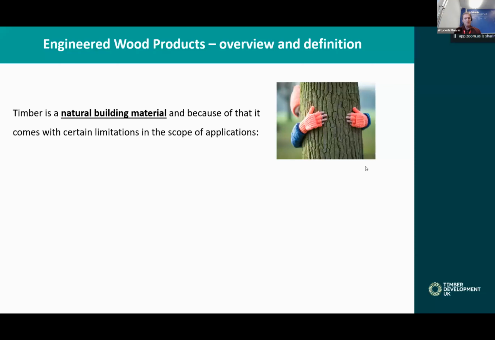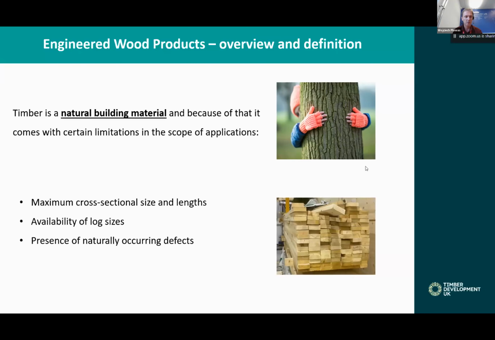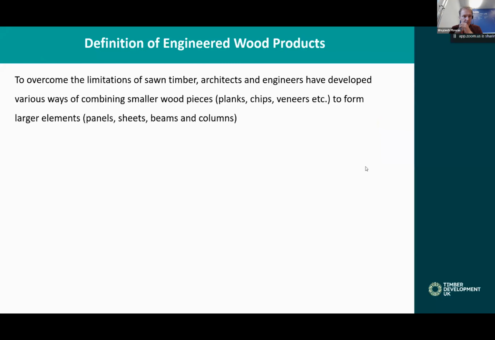Timber is a natural building material, which is its biggest advantage and disadvantage. It's a living thing, and the trees can only grow as tall and as wide. Because of that, the scope of applications is limited for sawn timber due to maximum cross sections, availability of species and different log sizes, and presence of naturally occurring defects. Because of these reasons, over the years, engineers and architects and like-minded people came up with very clever ways of combining smaller wood pieces, whether planks, chips, veneers, to form larger, mostly structural elements, such as panels, sheets, and beams and columns, to increase the scope of application of timber.